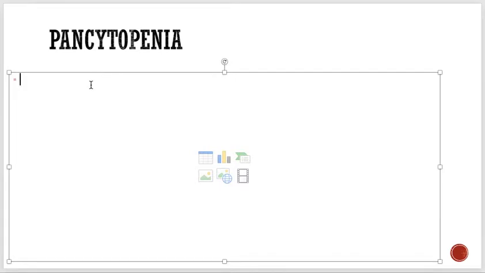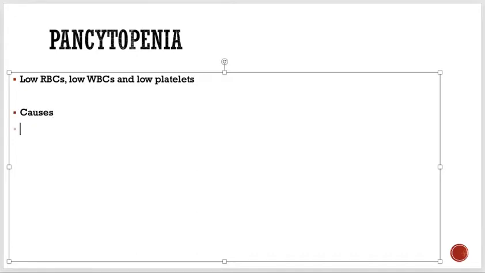Pancytopenia is the term which is used to describe when there is low RBCs as well as low WBCs and low platelets. Simply, all the RBCs, WBCs, and the platelets are decreased in circulation, and whenever someone has all the cell lines decreased, we call this condition pancytopenia, and there are a number of reasons behind that. The list is very, very long.